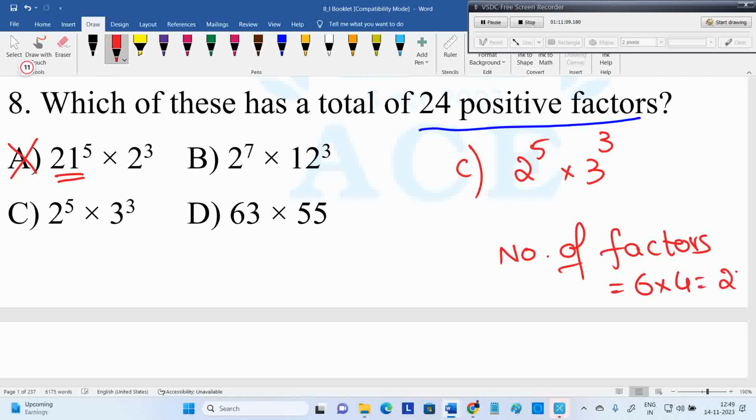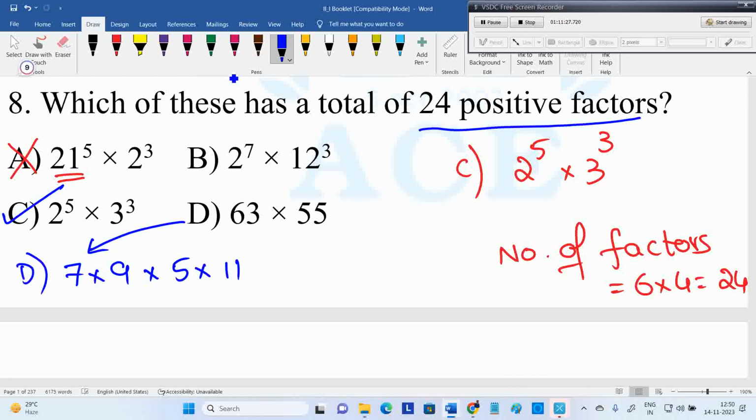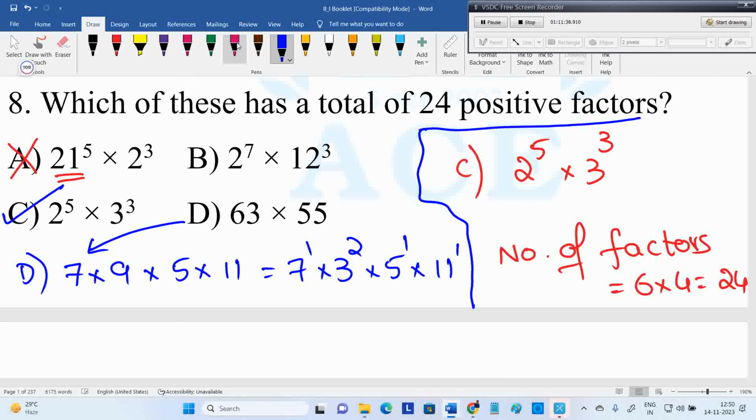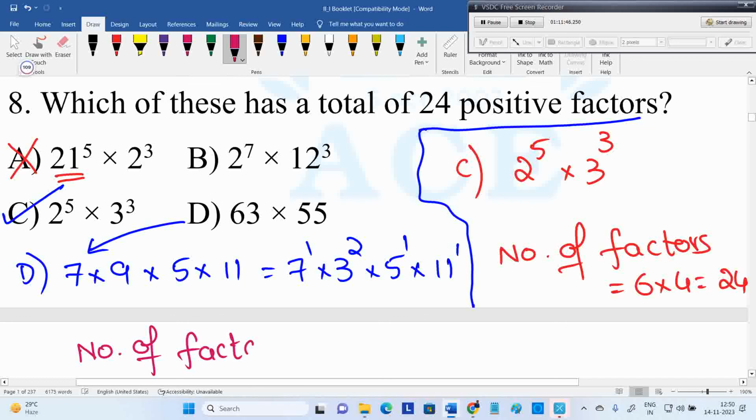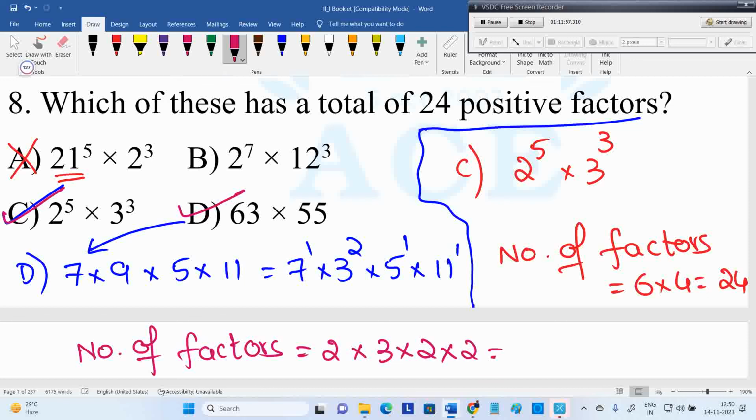It's not only option C; try option D also. In the GRE exam, they give MSQ questions also. 63 can be written as 7 into 9, and 9 means 3 square. 55 is 5 into 11. So 7 into 3 square into 5 power 1 into 11 power 1. Now the number of factors: this is also correct, for your info. Two correct answers here, an MSQ question with multiple correct answers. The number of factors is 2 into 3 into 2 into 2, which is 24. Add 1 to the powers and then multiply.